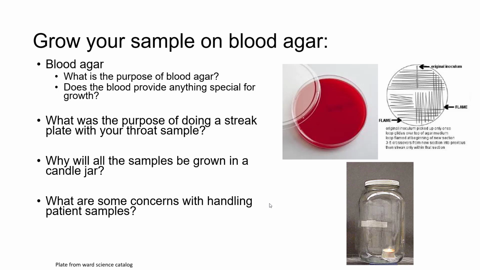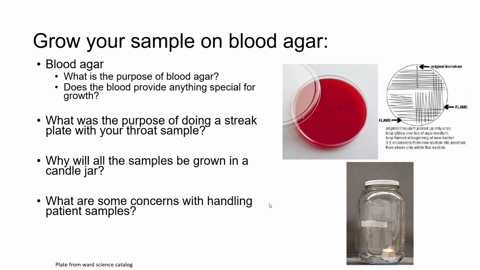But once the throat swab has been done, you're going to streak it onto a blood agar plate, just like we did with the staph specimen. The blood agar will show us what kind of hemolysis this particular strep species has. So remember, there's alpha hemolysis, beta hemolysis, and gamma hemolysis, which means no hemolysis.